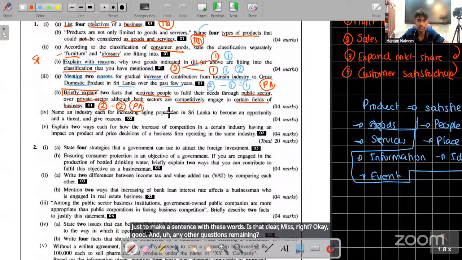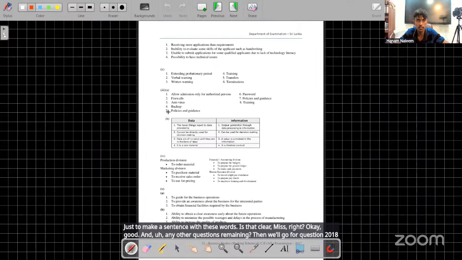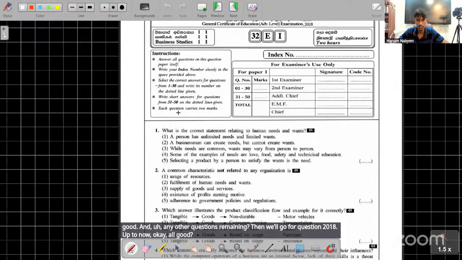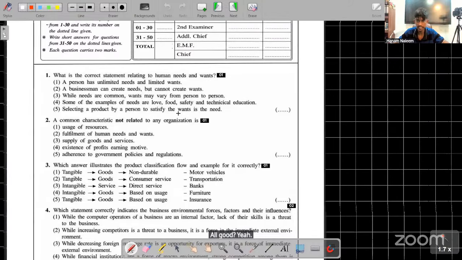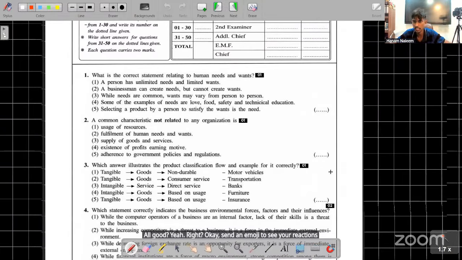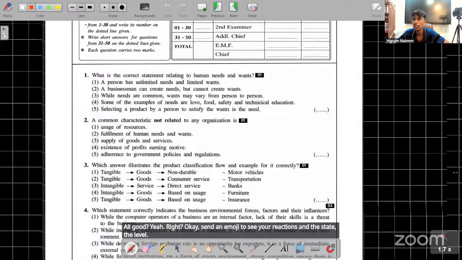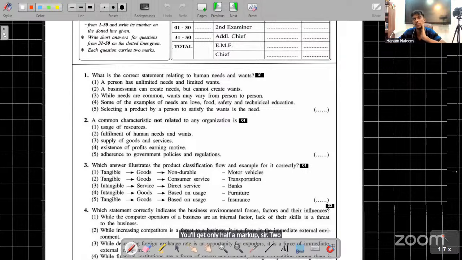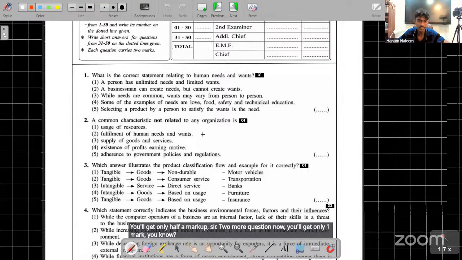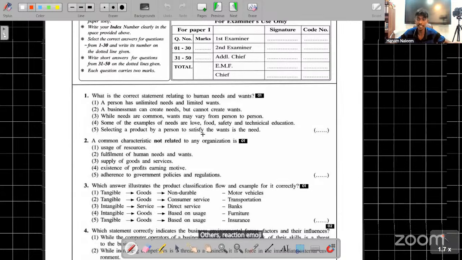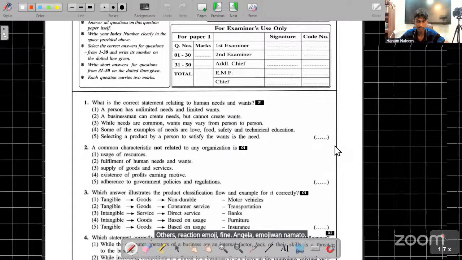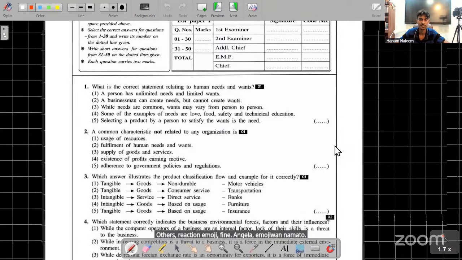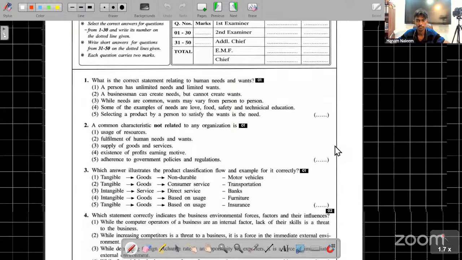See, then we'll go for question 2018 then. Up to now, okay, all good? All good? Yeah. Right. Okay, send an emoji to see your reactions and the level. You'll get only half a mark, sir. 2 mark question now, you'll get only 1 mark now. Others, reaction emoji. Fine. Yeah, correct, but you won't get the full marks as now. Okay, okay, fine, fine, fine.